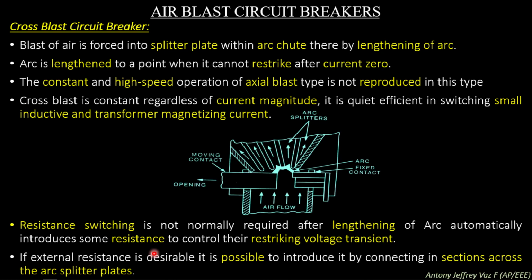If external resistance is desirable, it is also possible to introduce it by connecting it in sections across the arc splitter plates. If we need to employ resistance switching in cross blast circuit breakers, then the resistance can be added between the metal plates of the arc splitters. So the arc present in the arc splitters will give high resistance to the arc current, and at once the current gets interrupted and the arc also gets interrupted.